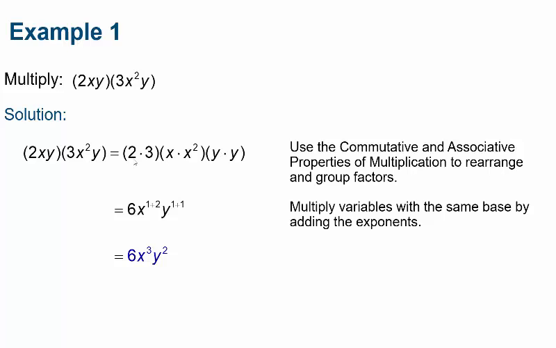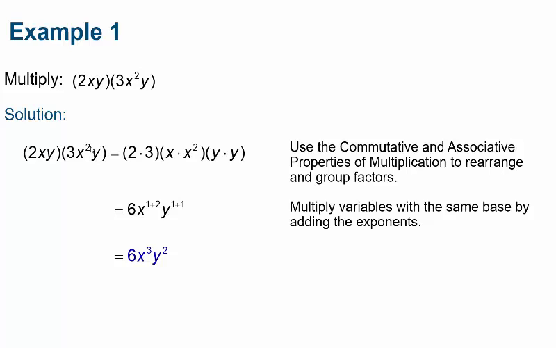So now just follow our simple rules. 2 times 3 gets me 6. X times x squared, well, that's 1 plus 2, that gets me x to the third power. And then y times y, well, I can write that as y raised to the 1 plus 1, and that gets me y squared. So this really crazy looking problem actually simplifies into 6x cubed y squared.